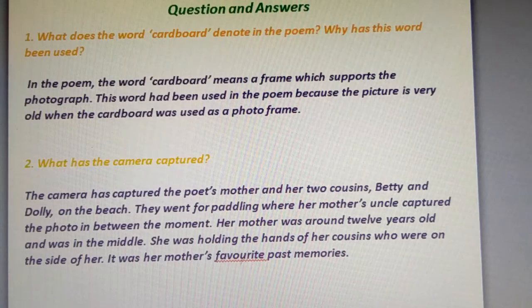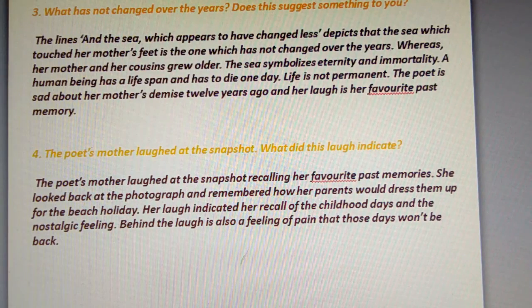Questions and answers. What does the word cardboard denote in the poem? Why has this word been used? What has the camera captured? Read the answers. What has not changed over the years? Does this suggest something to you? The poet's mother laughed at the snapshot. What did this laugh indicate?